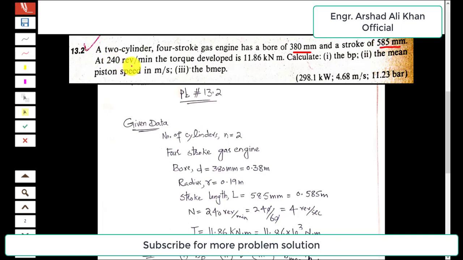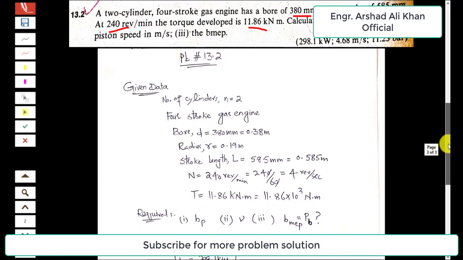At 240 revolutions per minute, the torque developed is 11.86 kN·m. Calculate the brake power, the mean piston speed in meters per second, and the mean effective pressure, brake mean effective pressure. So these three things are required in this problem.